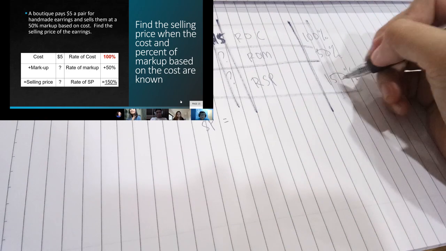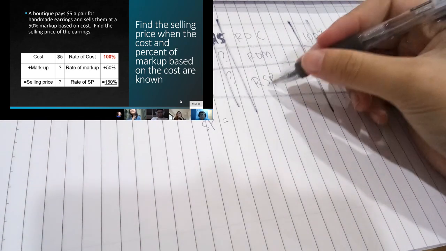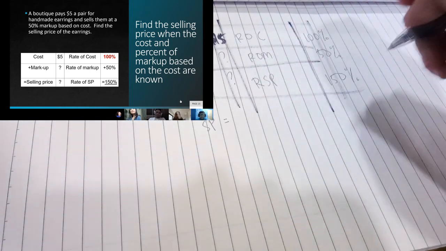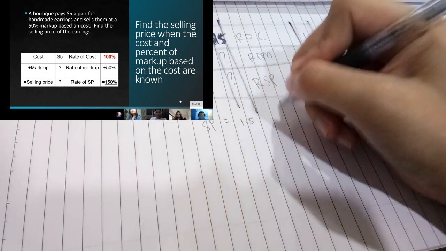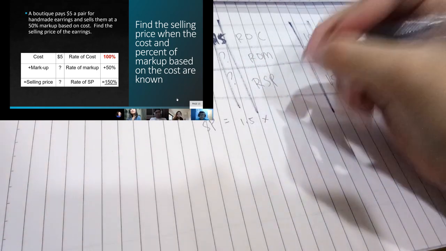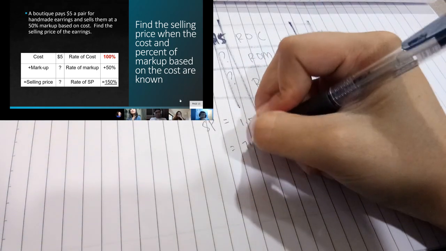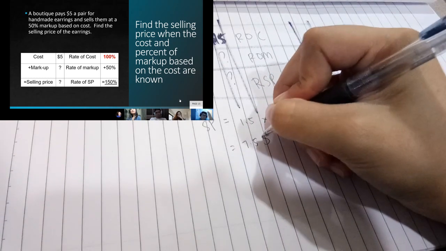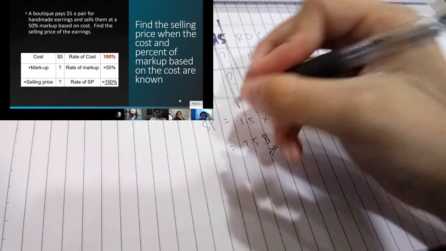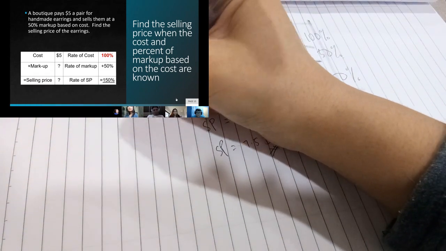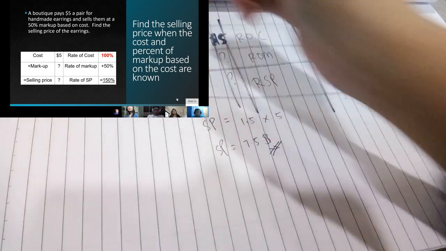So to find the selling price, it is the 150%, the rate of selling price, divided by 100 equals 1.5, times the cost $5, equals $7.5. So this is the selling price. The selling price is $7.5 because the cost is already given as $5.